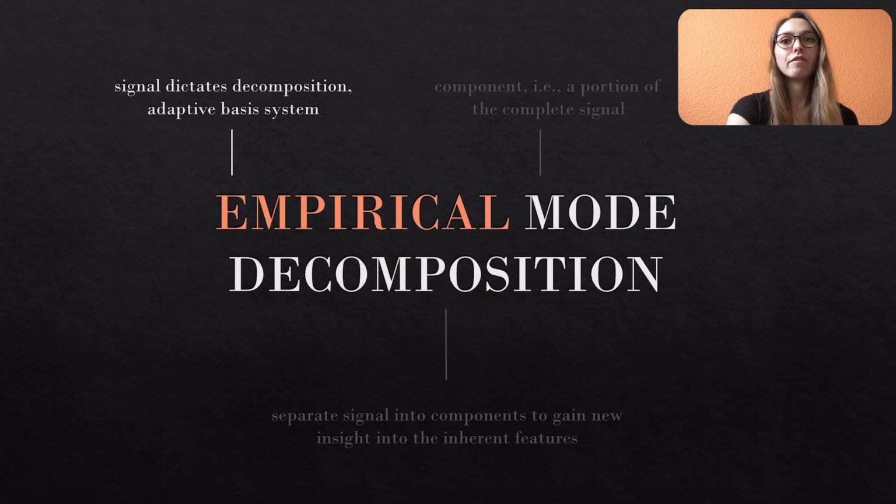As you might have already guessed, the term empirical is the most important one to tell us something about the method. In contrast to most other decomposition methods, the EMD is empirical, which means that it is not based on a prescribed basis system, but the data itself dictates the decomposition. As I said earlier, a basis system kind of builds the foundation for your decomposition, and having an adaptive basis system is a big advantage when it comes to determining physically meaningful modes from your data.